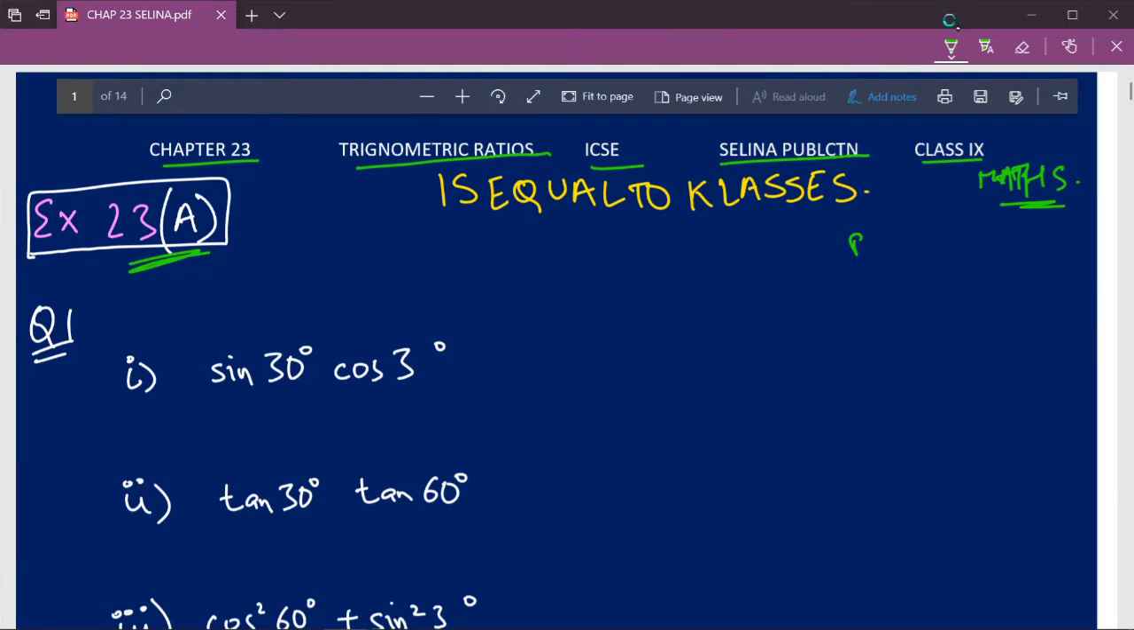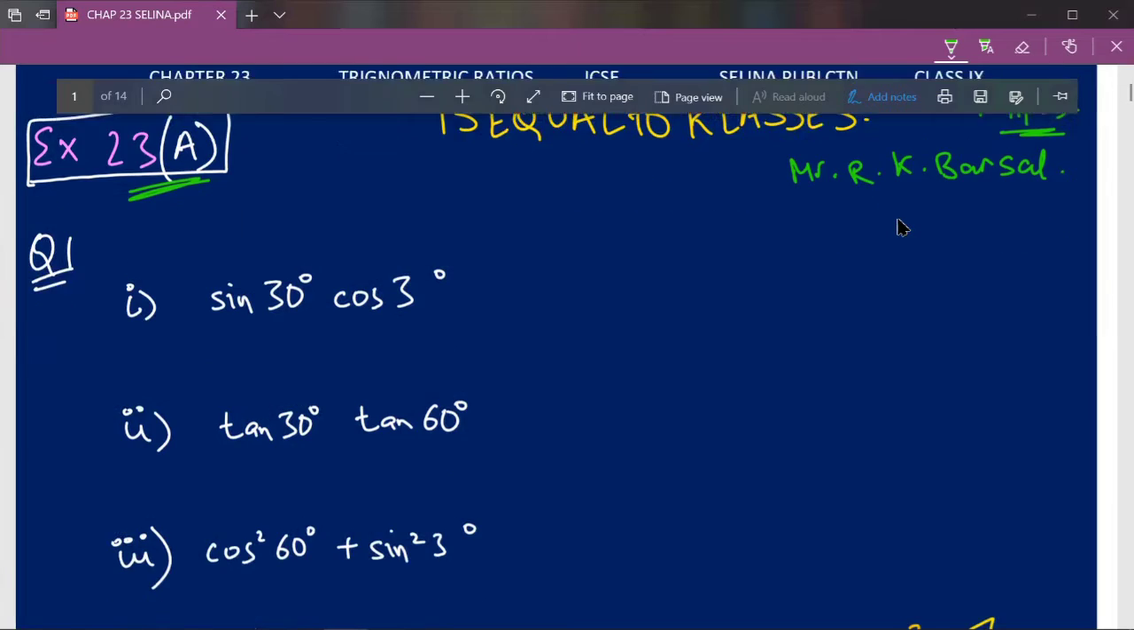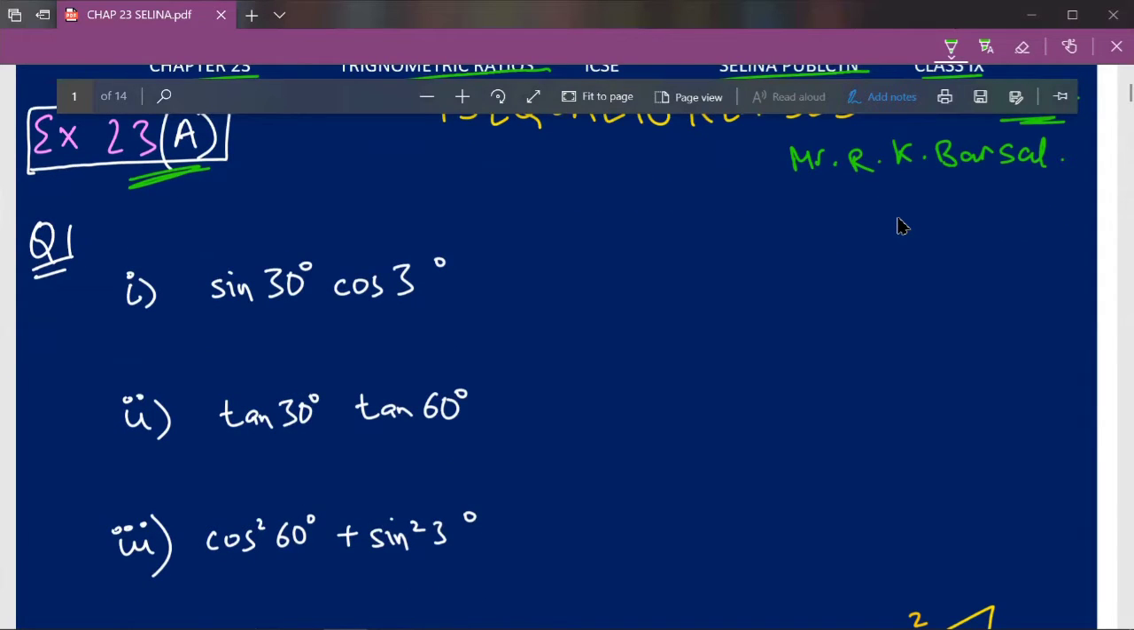And it is written by Dr. Mr. R.K. Bansal. So you could refer these problems from that book. Okay, so let's start. So our first sum, our first question, our first part. Sine 30 degree into cos 30 degree. So it's 30 degree here. Okay, so sine 30 degree, cos 30 degree.